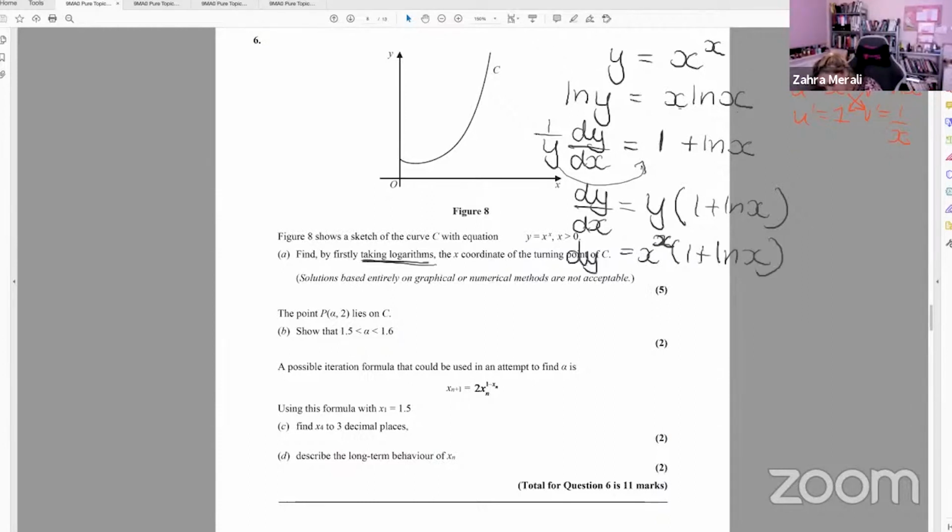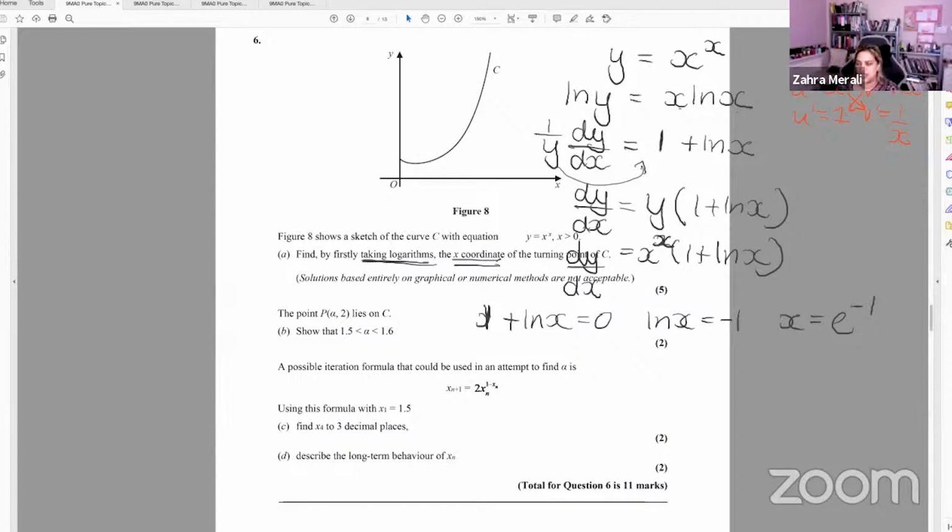Okay, so we want to know when this becomes 0. So if dy dx equals 0, then the x to the x cancels, and we're left with 1 plus ln x equals 0. So ln x equals minus 1. So x equals, the opposite of ln is e to the minus 1, and that's your x coordinate. And that's the differentiation section on here.